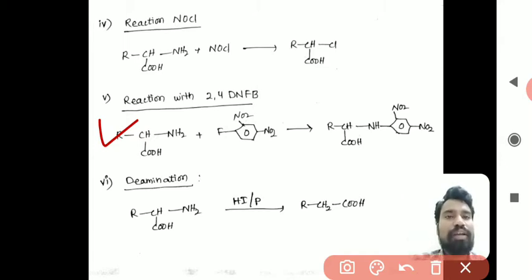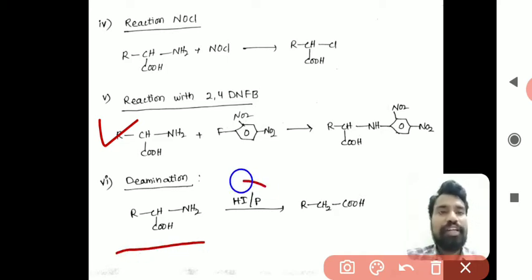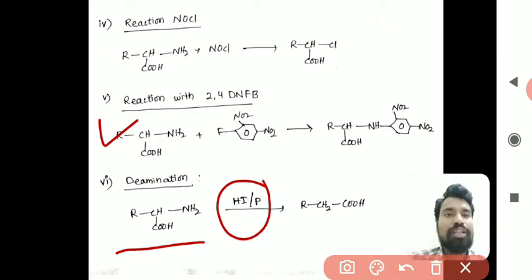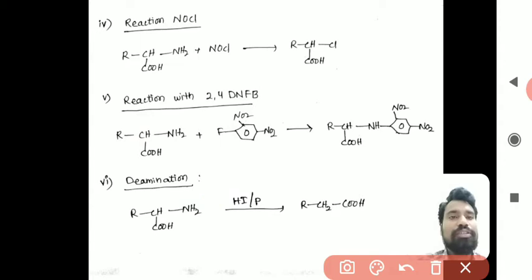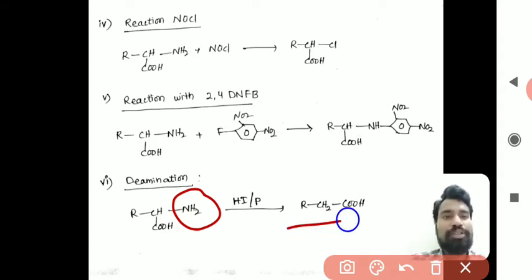Next is the deamination reaction. Deamination means removal of the NH2 group, right? So when these amino acids are treated with HI and red phosphorus, the NH2 group leaves as ammonia. Then there is a formation of carboxylic acid. So this NH2 group removal, that is the deamination reaction, takes place in the presence of HI and red phosphorus, resulting in carboxylic acid formation.